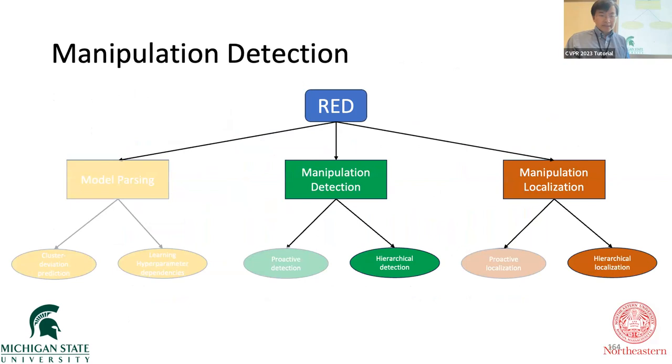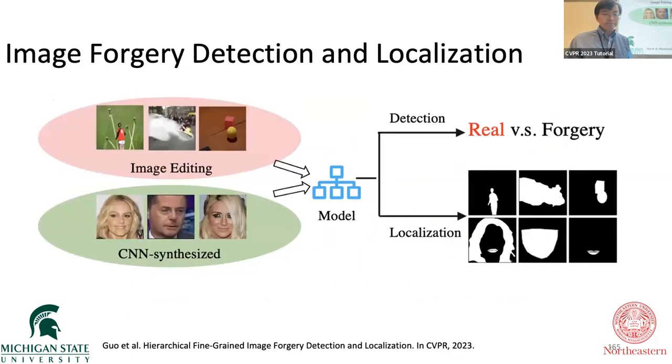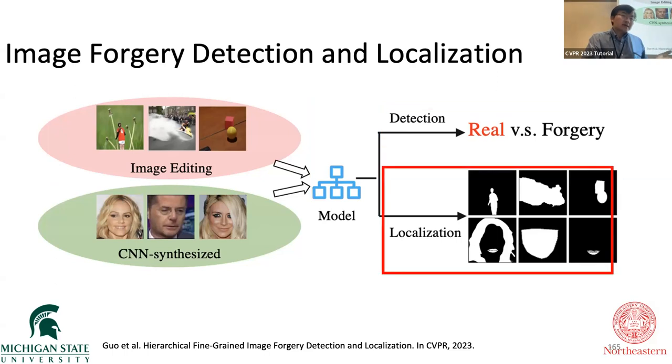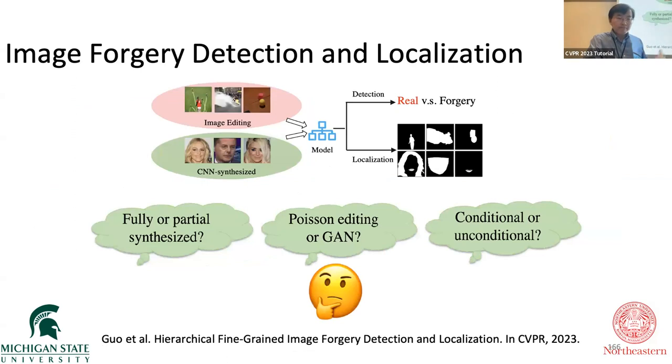Okay, so with that, let's move to the manipulation detection part, okay? As I said, the goal here is to do image forgery detection and localization. Given either a CNN synthesized image or image editing, we should have a single model that performs, number one, detection, and number two, localizes which pixels have been modified, okay? This of course is a pretty challenging task because previous methods have mostly focused on only one of the two types, okay?